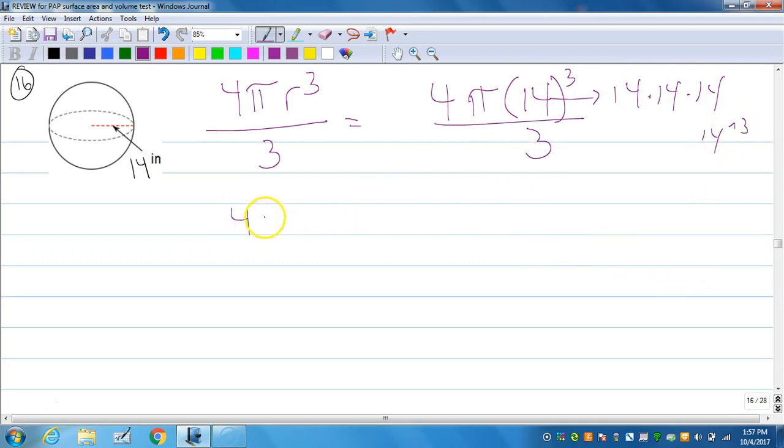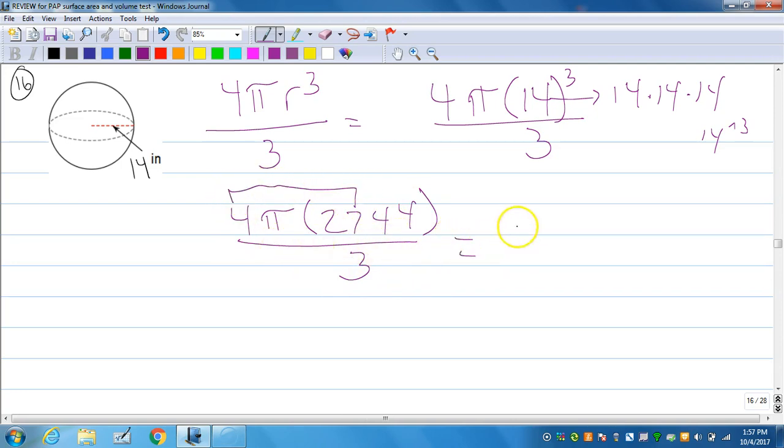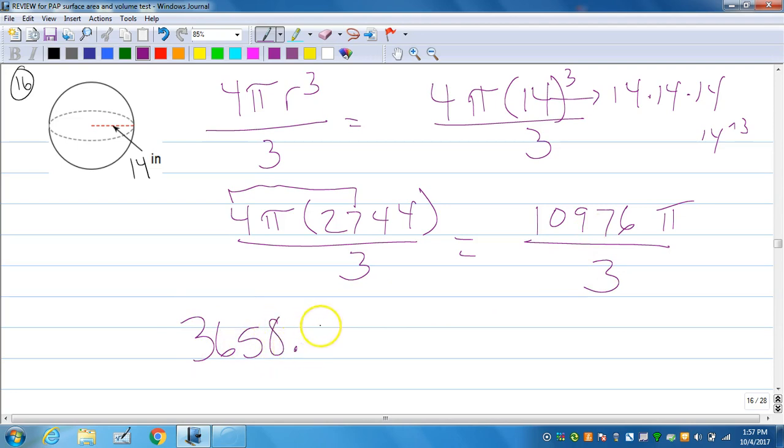So it gives us 4 times pi times 14 to the third power, which is, I think, 2744, over 3. Now you multiply these two numbers, 2744 times 4, and it gives you 10976 pi. Then you divide those numbers by 3, and you get 3658.67 pi.